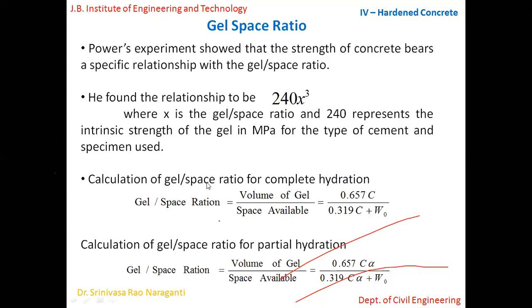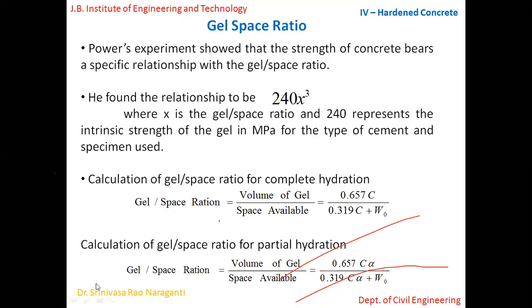Now, calculation of gel space ratio. How do you find the gel space ratio? There are two cases: when cement paste is completely hydrated or partially hydrated. If it is completely hydrated, in the sense that your cement has completely reacted with water and completely formed CSH gel and calcium hydroxide, there is no scope for further hydration to take place. If that is the case, then the x parameter is calculated using this equation, 0.657 C/W by so and so plus W naught. Let's see what is what.